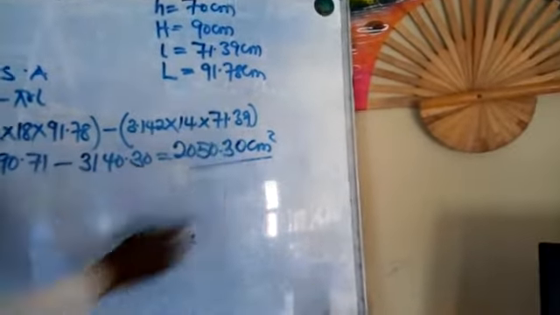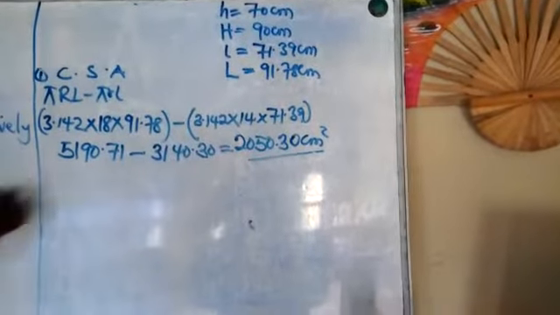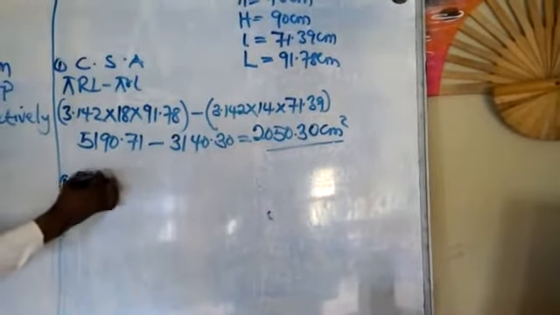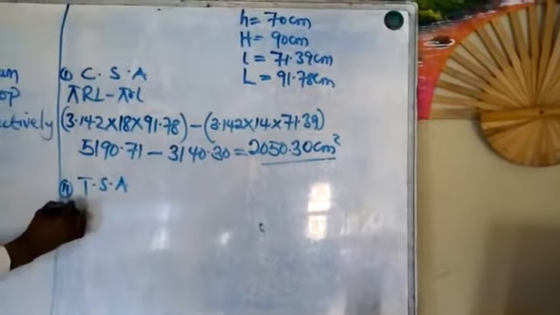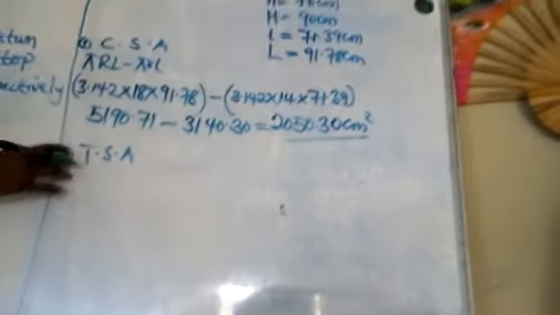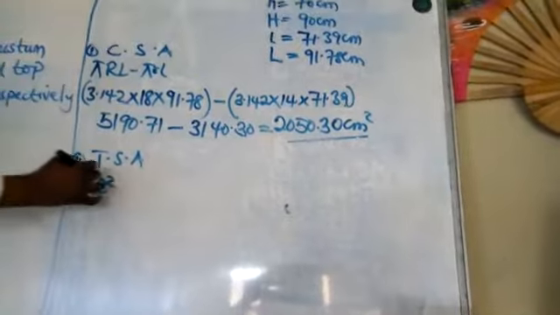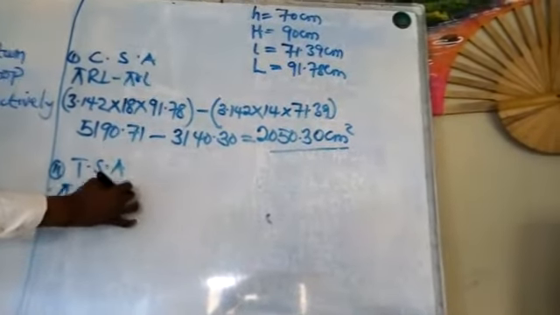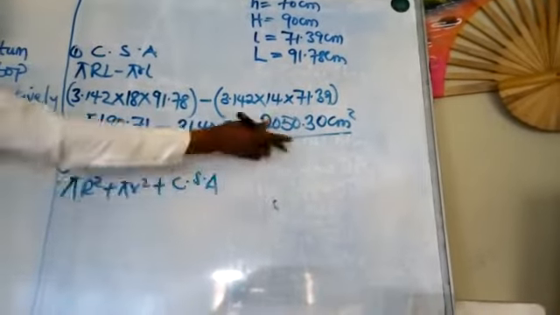2050.30 square centimeter becomes the curved surface area of the frustum of the cone. Alright? So let's go to number 2. We have to find the total surface area of the cone. We have given the formula before. The total surface area of the frustum of the cone is πR² plus πr², plus the curved surface area, which we have already solved for.